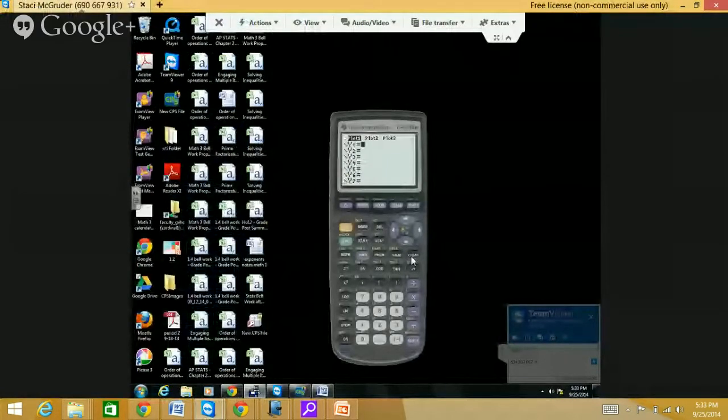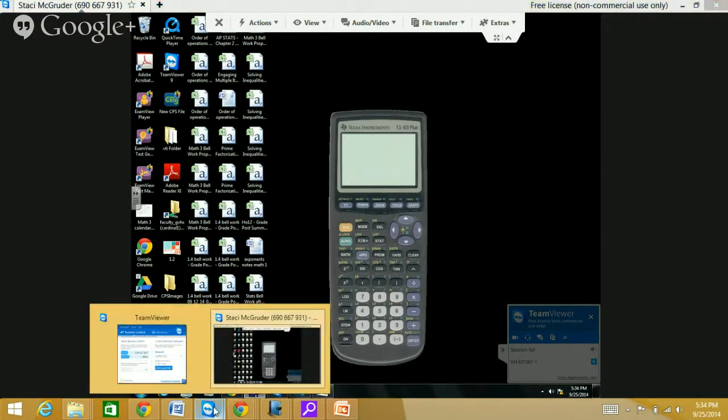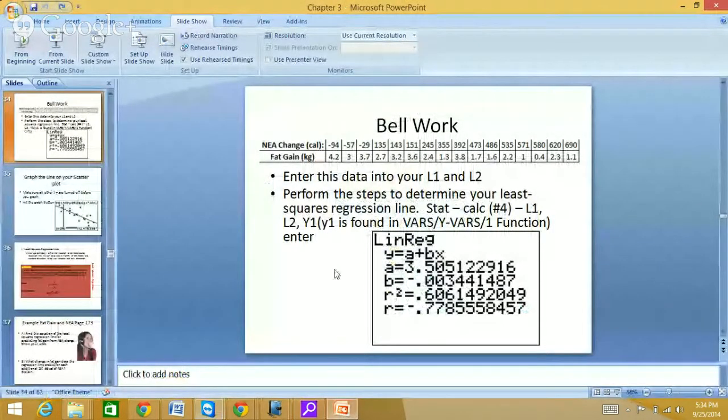Let me get out of here. So VARS over to Y-VARS, either hit 1 or down to function and hit enter. And then you want it to store your equation in the Y equals 1. So you're going to hit enter there. Okay, and I was already in here, so it didn't save it in the right place, but that's where you're going to put it in your calculator. That's going to store the equation of your line for your residual plot in your calculator.